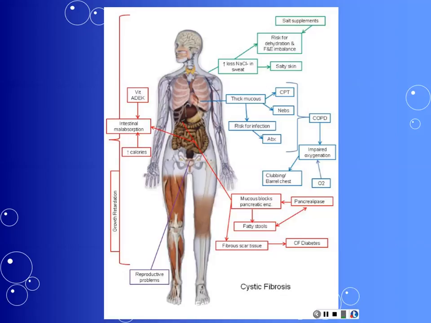So these kids need increased calories, up to like 150 to 200%, so 1.5 to 2 times their daily caloric requirement. You know, when you have a cold and you're all stuffed up, do you want to eat? So these kids feel like that all the time. So can you imagine how hard it is to get 1.5 to 2 times what they're supposed to eat down?